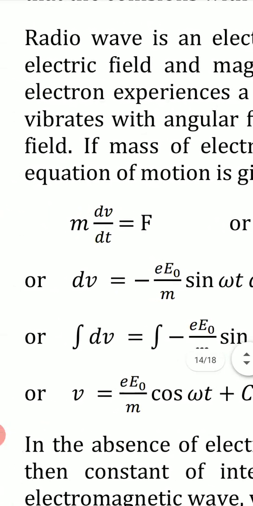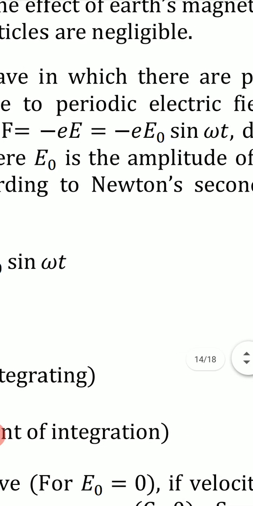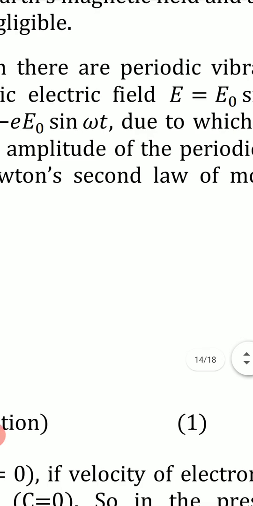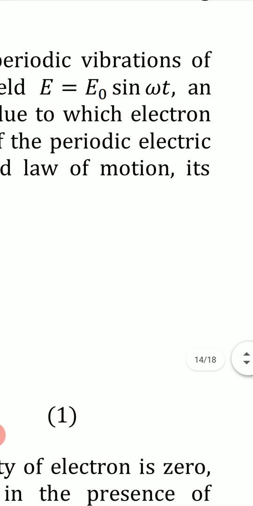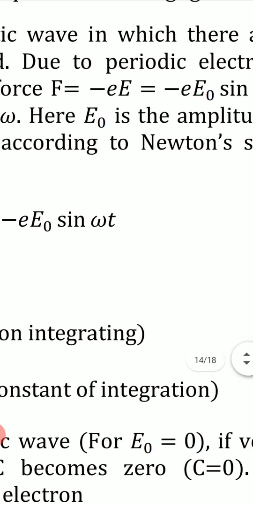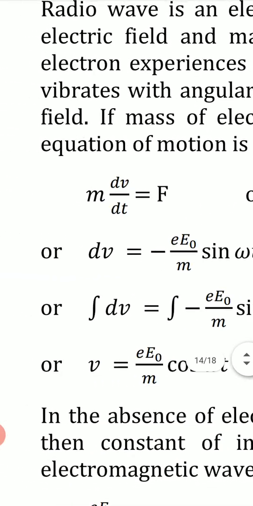Due to this electric field, electron experiences a periodic force. Force acting on electron due to this electric field E will be given by F equal to minus eE. Minus e is charge on electron and capital E is the electric field. So this force will become minus eE0 sin omega t. This is a periodic force, and due to which electron vibrates with angular frequency omega. Here E0 is the amplitude of the periodic electric field.